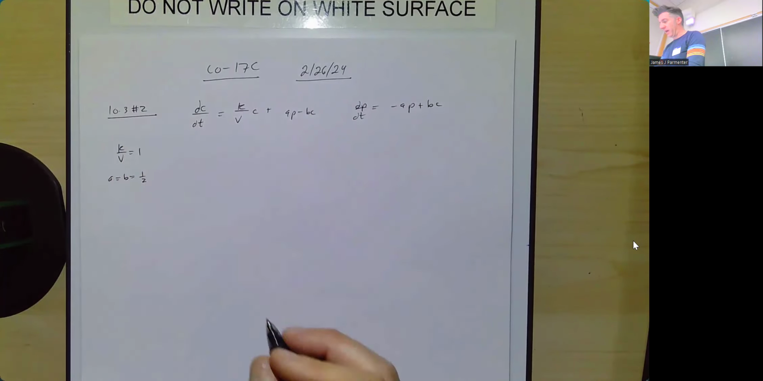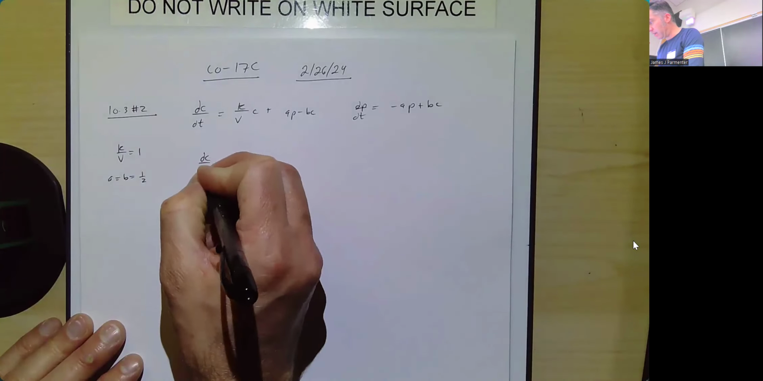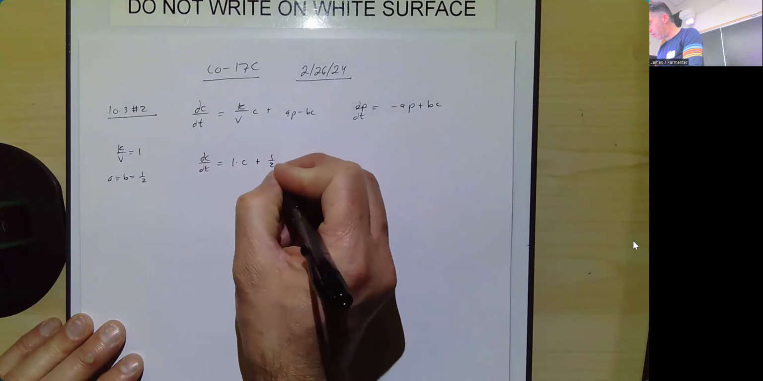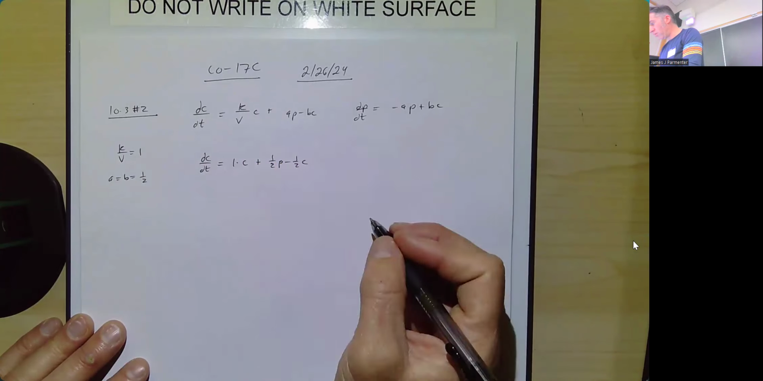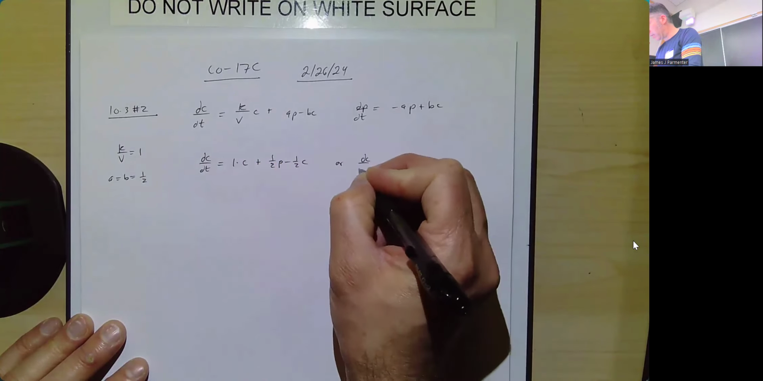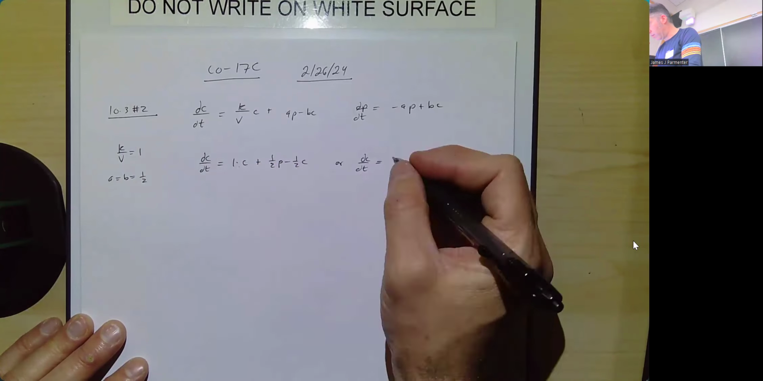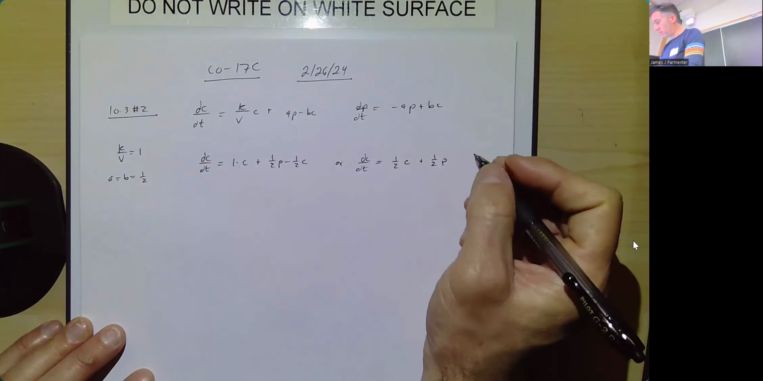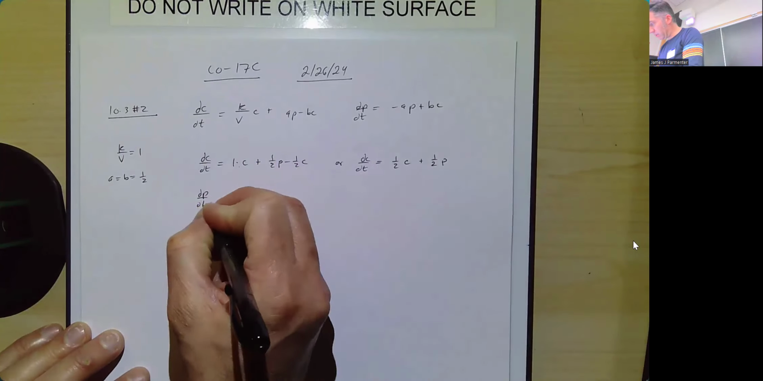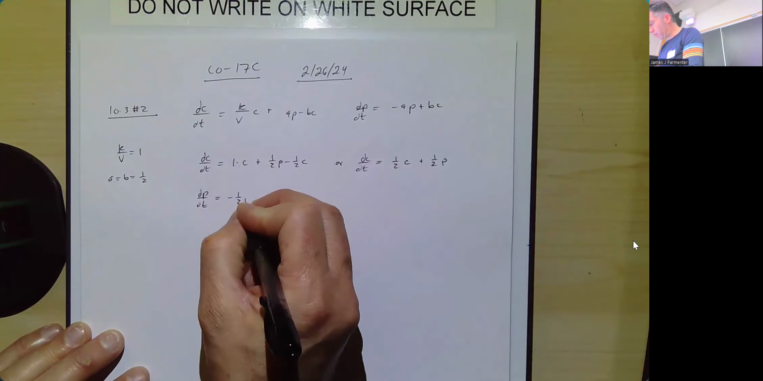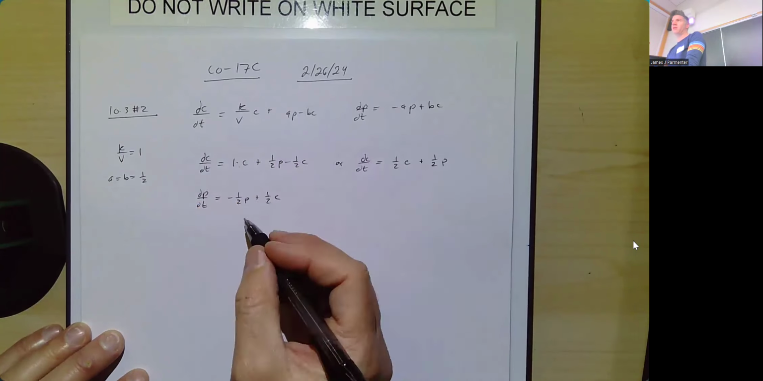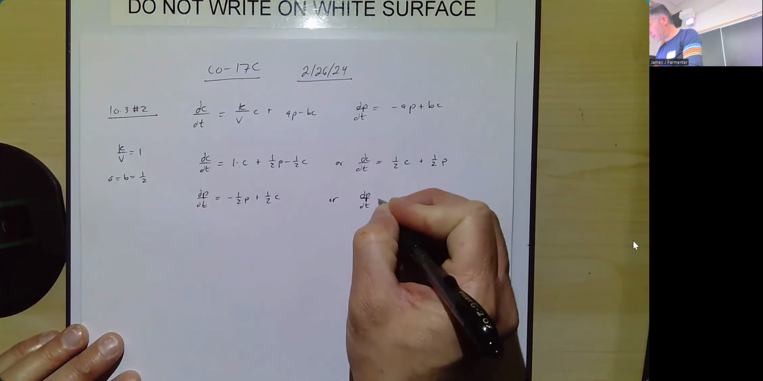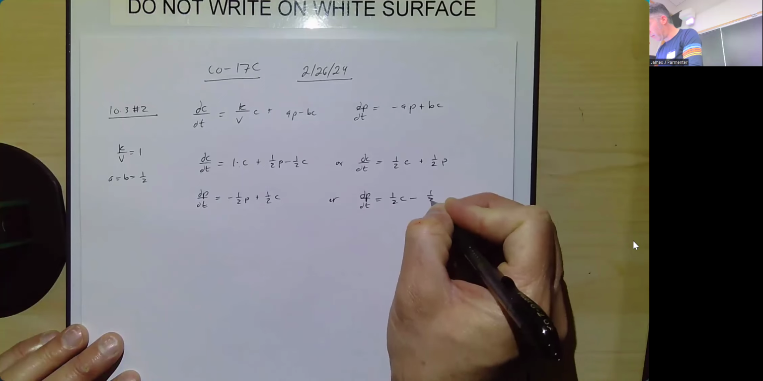So really, we should rewrite this as dC/dt equals 1 times C plus 1/2 P minus 1/2 C, or even better, dC/dt equals 1 minus 1/2 is 1/2, so 1/2 C plus 1/2 P. Similarly, dP/dt is equal to negative 1/2 P plus 1/2 C. I don't know why you would write the P first. I'm going to write it better: dP/dt is equal to 1/2 C minus 1/2 P.